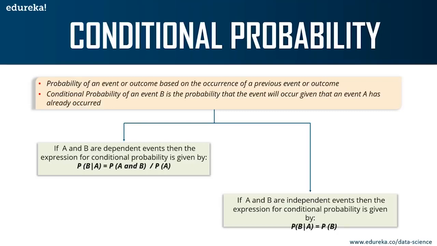If A and B are dependent events, then the expression for conditional probability is given by this. Now, this first term on the left-hand side, which is P of B given A, is basically the probability of event B occurring, given that event A has already occurred. But if A and B are independent events, then the expression for conditional probability is like this, right? So guys, P of A and P of B is obviously the probability of A and probability of B, right?